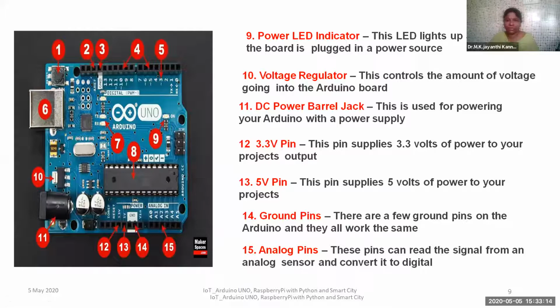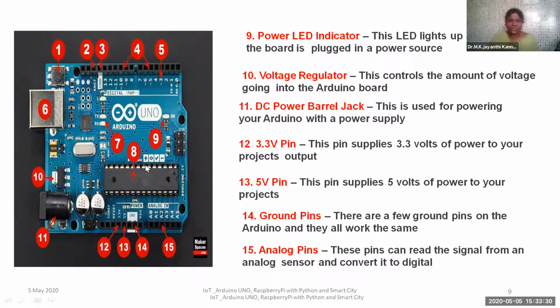The 10th one is called voltage regulator. This controls the amount of voltage going into the Arduino board. So using the 10th pin, we can regulate the voltage. So we need only 3.5 volts, and that will be transferred through this voltage regulator.